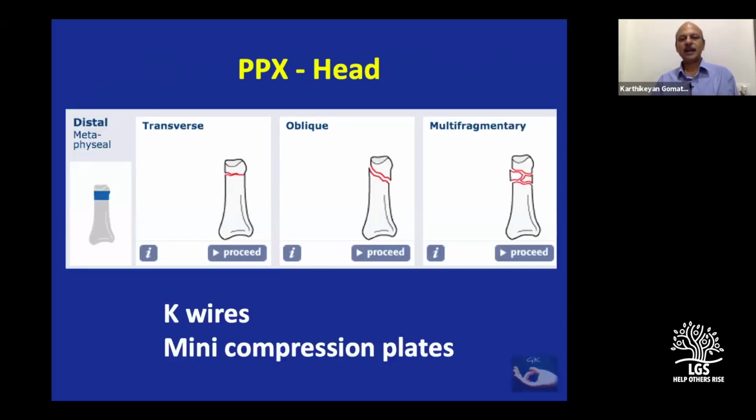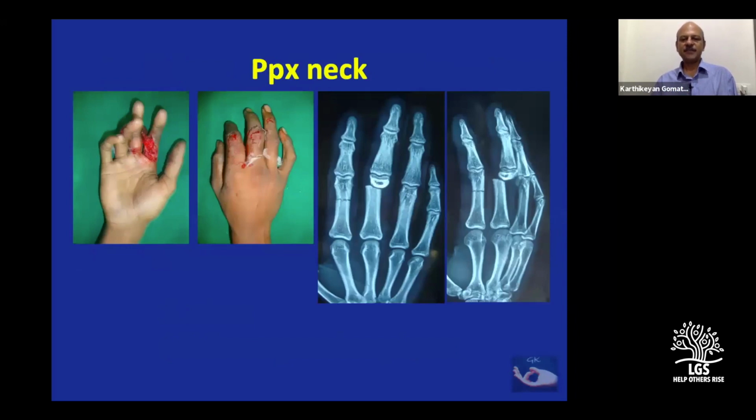Now when there is a fracture of the head, it can be a transverse, oblique or a multifragmentary fracture. K-wires or mini compression plate can be used. But remember, again, extensive stripping of the periosteum will lead to less amount of healing. So this is a neck fracture.